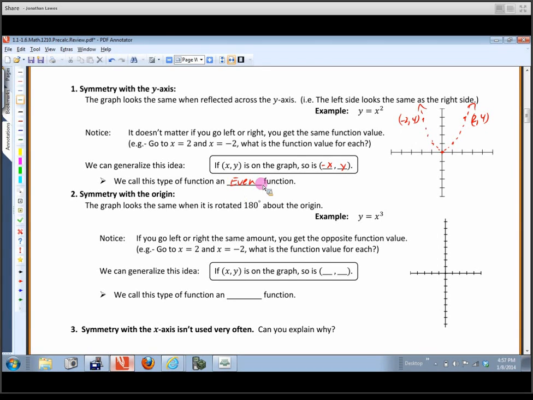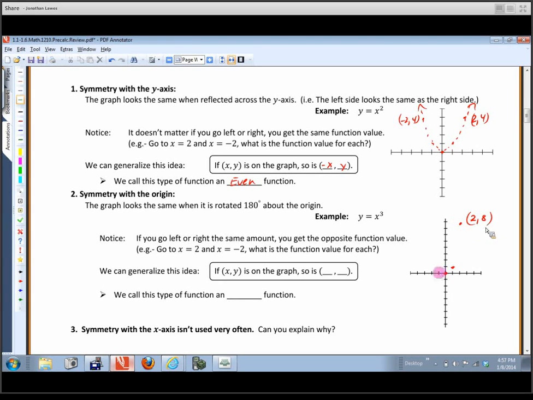Let's take a look at symmetry with the origin. This isn't a fold or reflective symmetry like we had in example 1. We're talking about symmetry with the origin, so this is a rotational symmetry or point symmetry. A good example of that is y equals x cubed. It goes through (0, 0), then (1, 1). It goes through (2, 8), so 1, 2, 3, 4, 5, 6, 7, 8, so we're good there. This point right here is (2, 8).